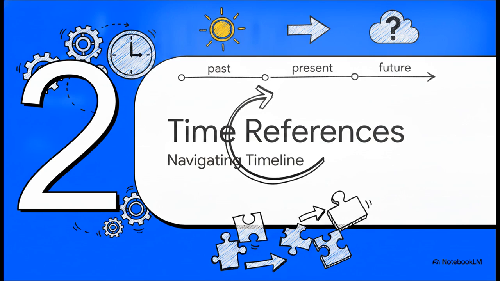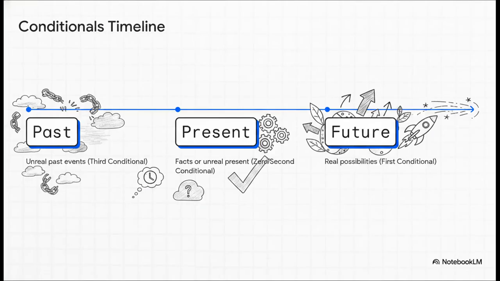Moving right along, let's talk about navigating time references. When you visually map facts and possibilities on a timeline, everything just clicks into place. If you're dealing with a general present fact, you use the zero conditional. If it's a real future possibility, like if you work hard, you will succeed, you lock in that first conditional. Now, if it's a present unreal situation, you're going to need the second conditional. And finally, if it's a totally unreal past event, you are firmly in third conditional territory.